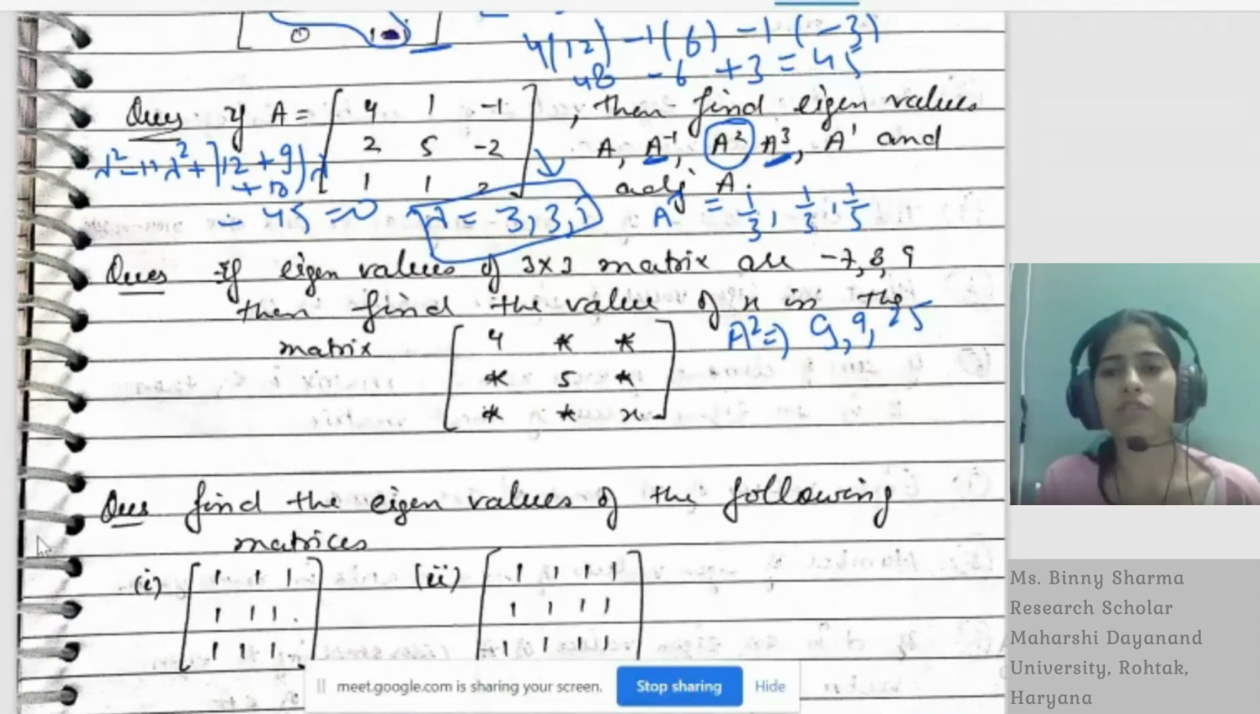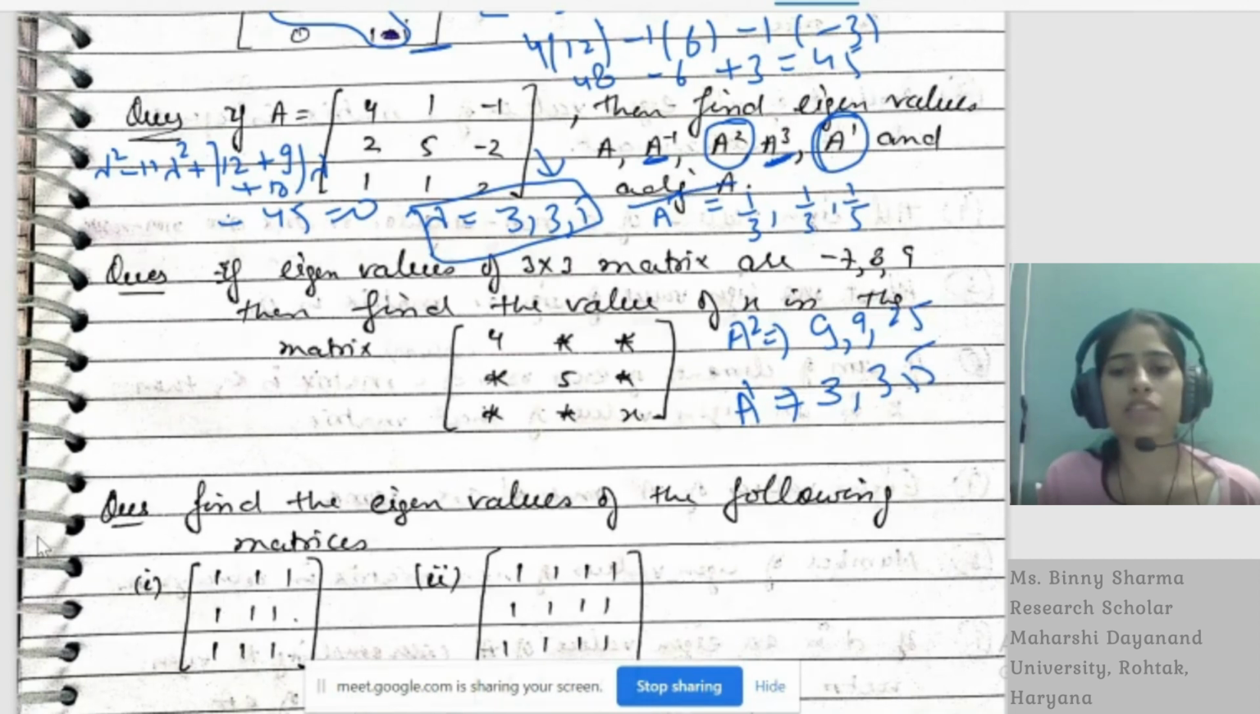Similarly, we can find the eigenvalues of A raised to power 3 by just cubing these eigenvalues. The eigenvalues of A transpose will be the same as the eigenvalues of A, that is 3, 3, and 5.